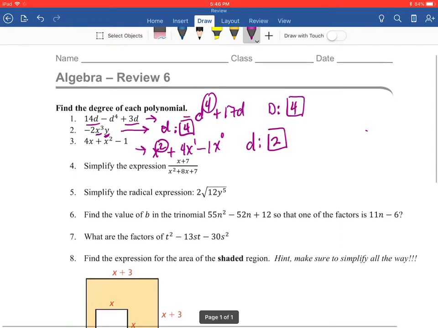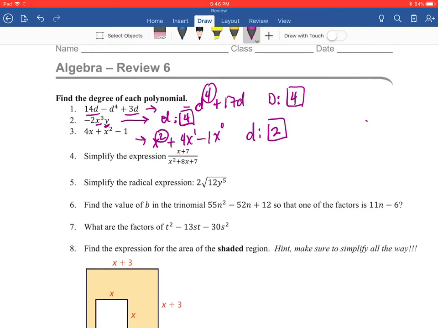Problem number 4. All right. Problem number 4, I'm going to look at my numerator first and see if I can take a GCF. I have x plus 7. The GCF of that is 1, so we can just say 1 times x plus 7. Let's do that.